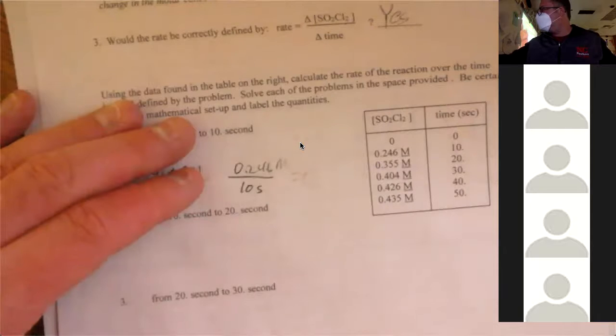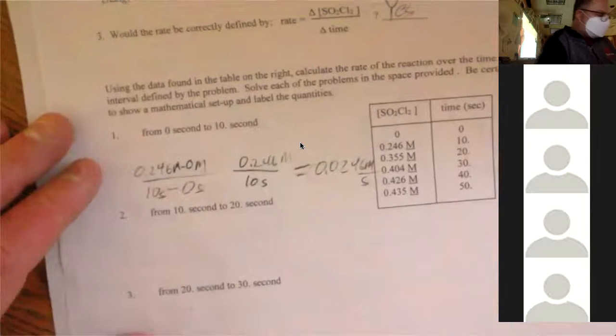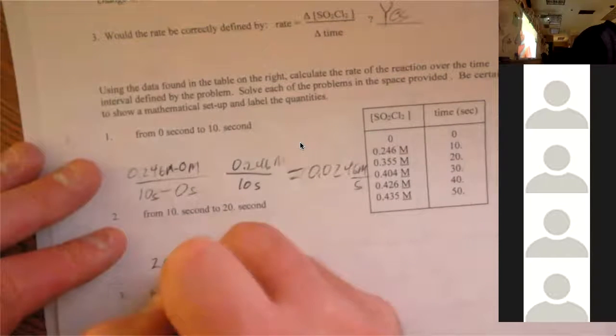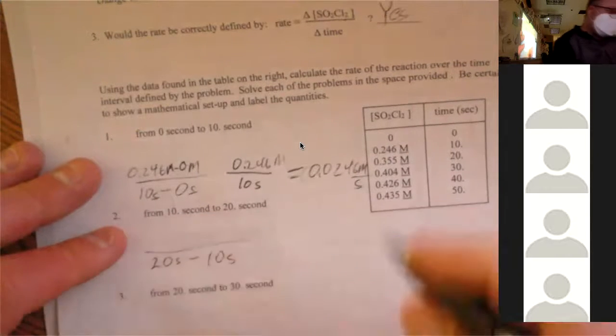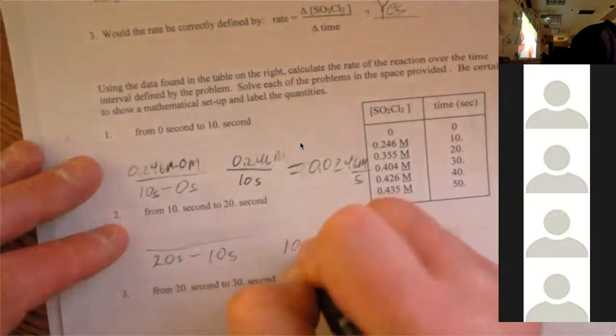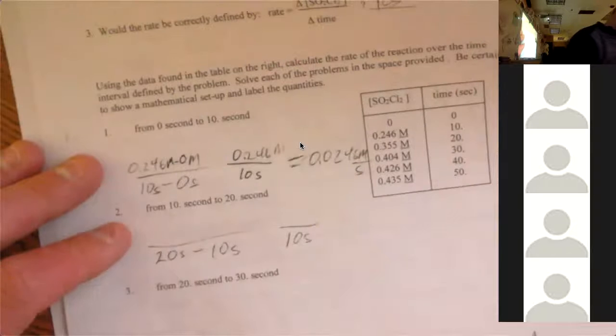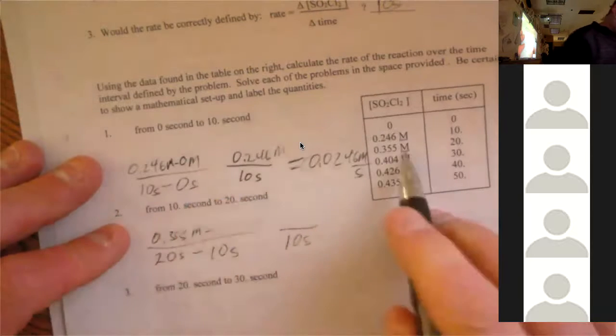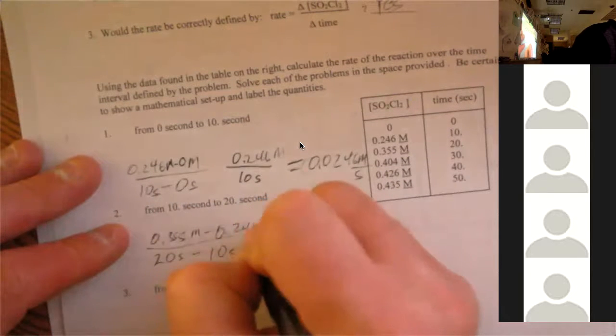0.246 divided by 10 is 0.0246 molarity per second. So let's do number 2. We went from 10 seconds to 20 seconds. So how much time went by? 10 seconds. Right? And at 20 seconds, we had 0.355 molar. Whenever at 10 seconds, all we had was 0.246 molar.